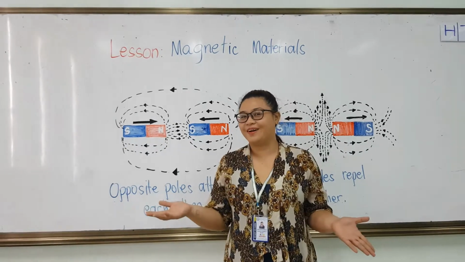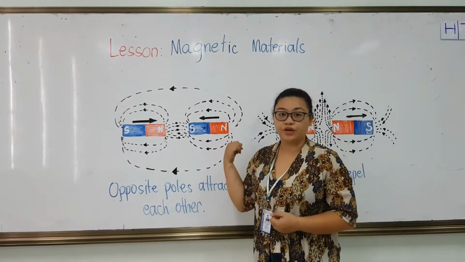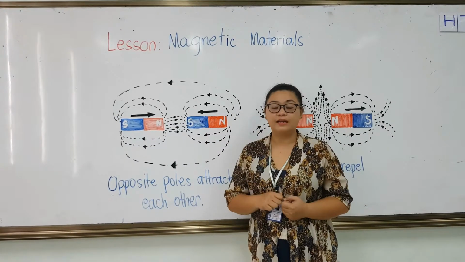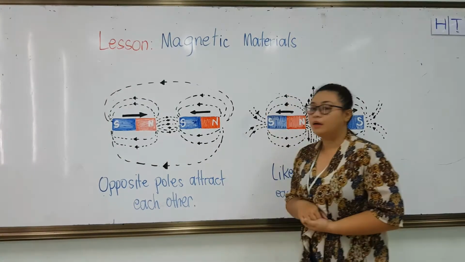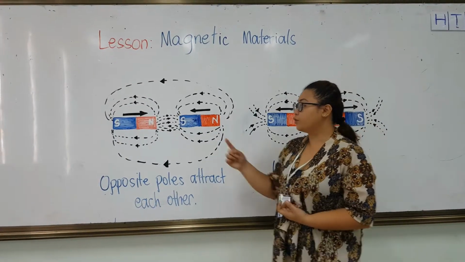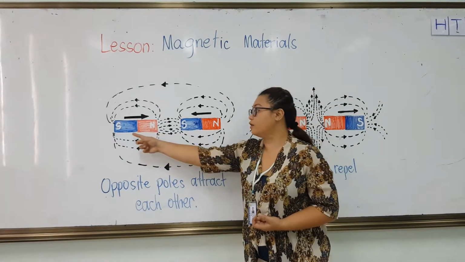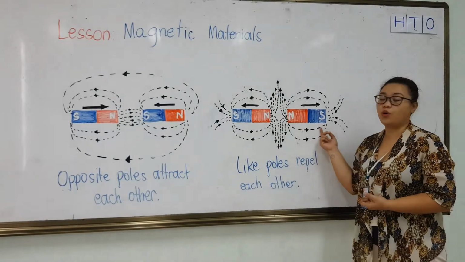Good morning, everyone. Today we are going to talk about magnetic materials. Before we start, let's review what we learned about magnets. Magnets have two poles. We have the North Pole and the South Pole.